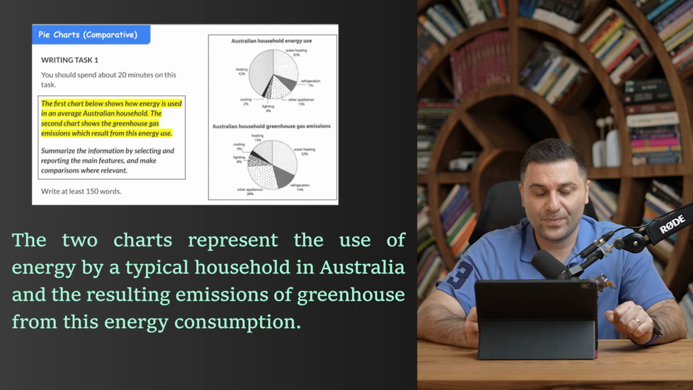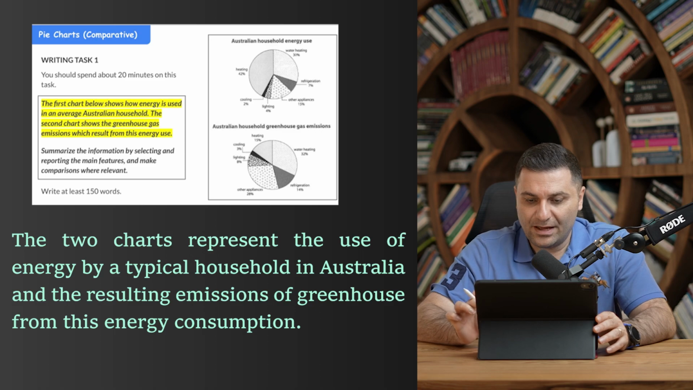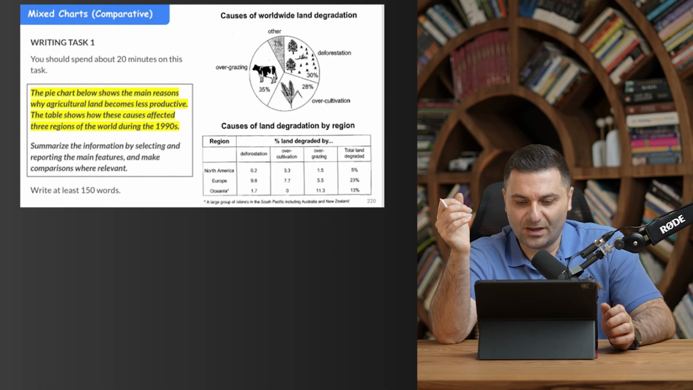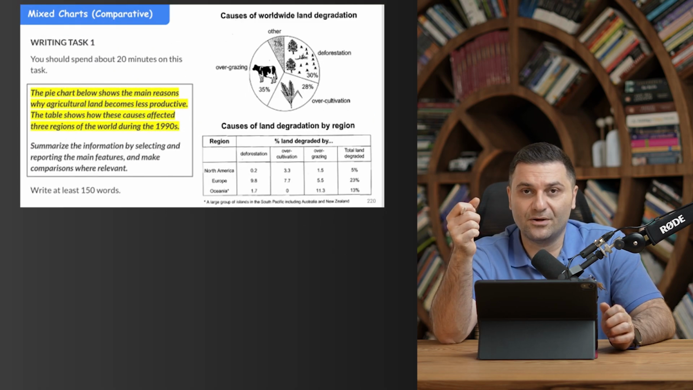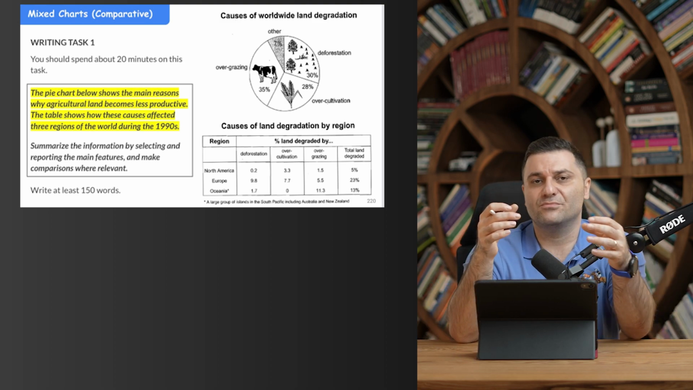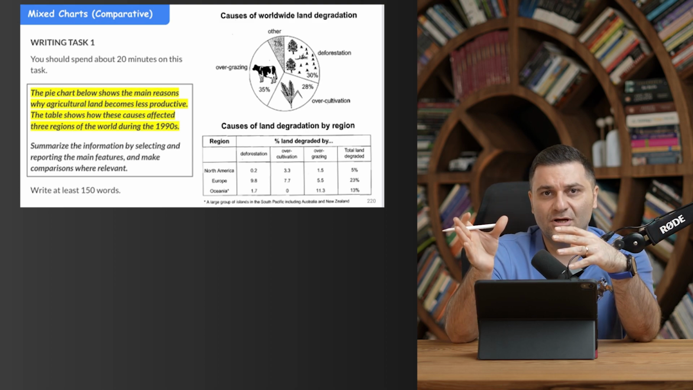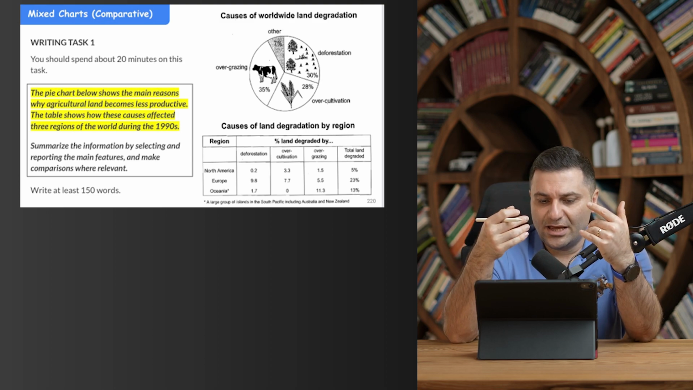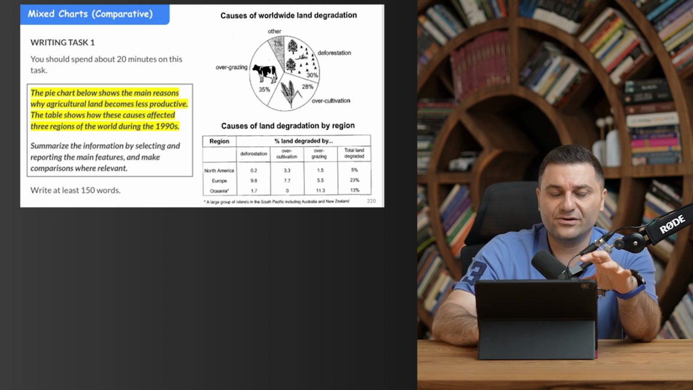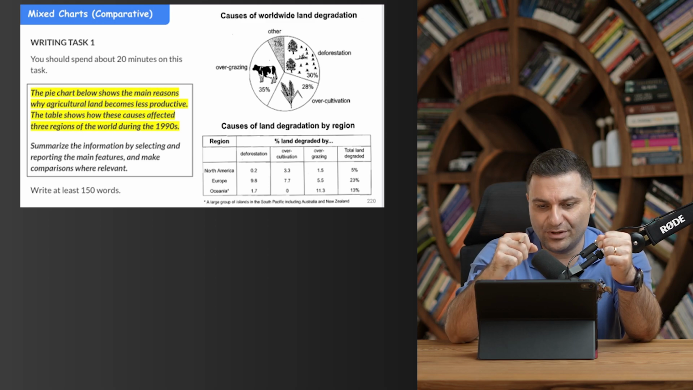And this is our opening sentence for this pie chart. Now, let's take a look at an example of mixed chart. In mixed charts, we have a mixture of different charts. Maybe, for example, a mixture of bar chart and pie chart, bar chart and table, or pie chart and table. And as you can see on your screen, here's a mixture of pie chart and table, right?